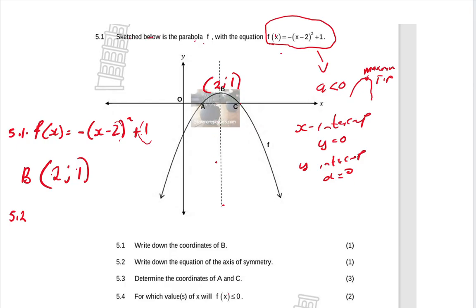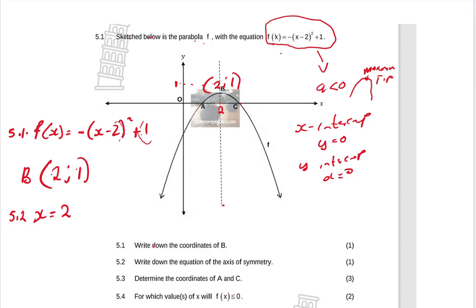It touches the x-axis. You see, here we have 2, and here we have 1. That's why our coordinate is (2; 1). So the equation of this line, we are going to say x is equal to 2, because it touches 2. If they ask for the axis of symmetry, you take the x value of the turning point and say x equals your x value of the turning point, if they need the equation of the axis of symmetry on a parabola.